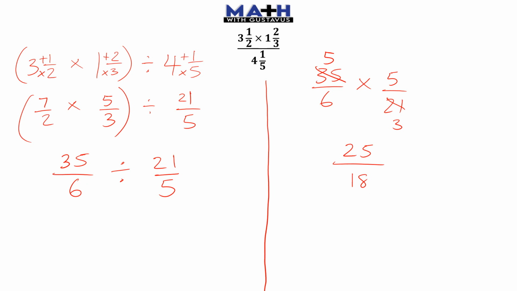Or we can convert it as a mixed number. So 18 into 25, that goes 1 time. And that will leave us with a remainder of 7. And then we put back our denominator, which is 18. Good job, guys. You are doing a wonderful job. Let's move on to another one.